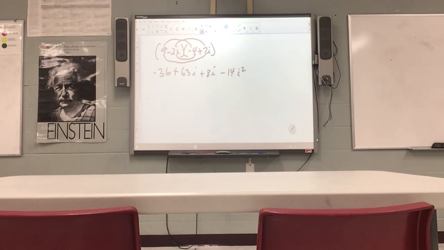Okay, so a couple of things that we're going to do. First thing I notice, and just like all of our FOIL problems, there's like terms there in the middle to combine. So negative 36, is that 75? 63 plus 8, is that 75? No, 71, thank you. Plus 71i. Now when I bring down that negative 14i squared, I'm going to go ahead and replace the i squared. So I'm going to bring down negative 14 times negative 1. And what happens there with that negative times the negative? So positive. So am I done? No, not combined. Good, I got some real numbers now to combine. Negative 36 plus 14. Negative 22. Is that right? And remember, the real number needs to go in the front. Wasn't that fun?